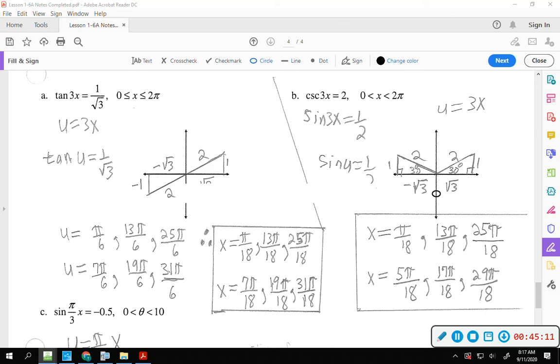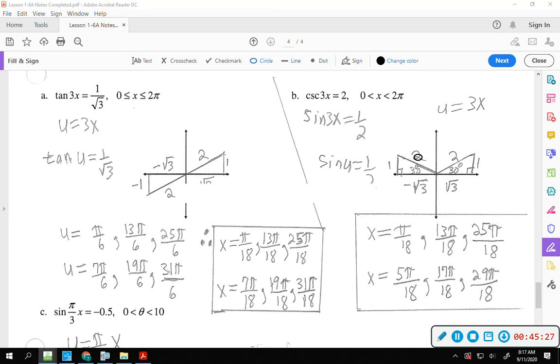Across from 1 is a 30-degree angle. So this is 30 degrees or pi over 6. Okay? Or this is 150 degrees or 5 pi over 6.